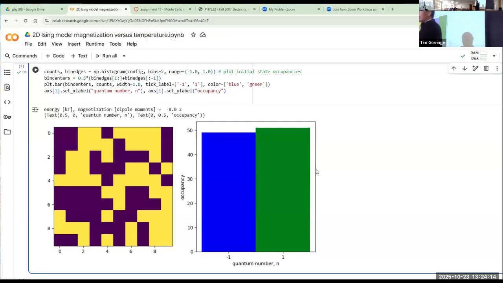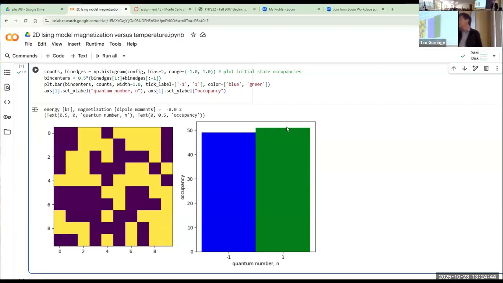Now, it's like the 100 coin tosses that we talked about in the last class. 100 coin tosses is unlikely to get 100 heads or 100 tails. We're most likely around 50-50. We see here, we're very close to 50-50. Maybe I got 52 ups and 48 downs from my random generation of this initial state. Okay, so that's just a look at the initial state.